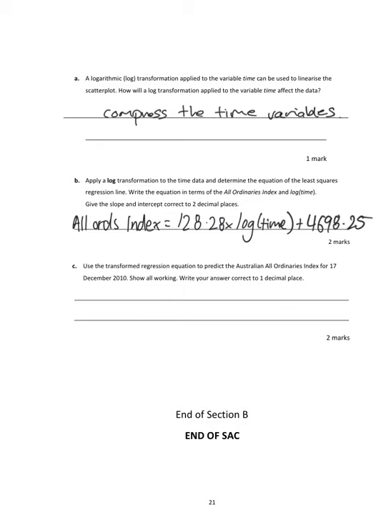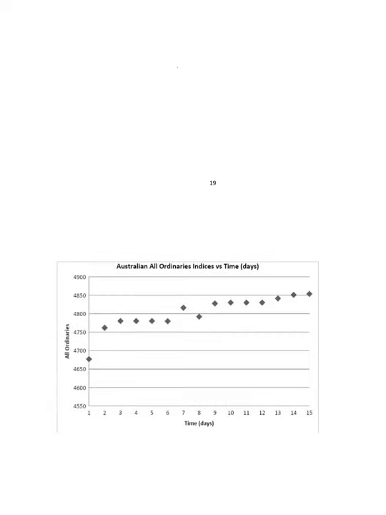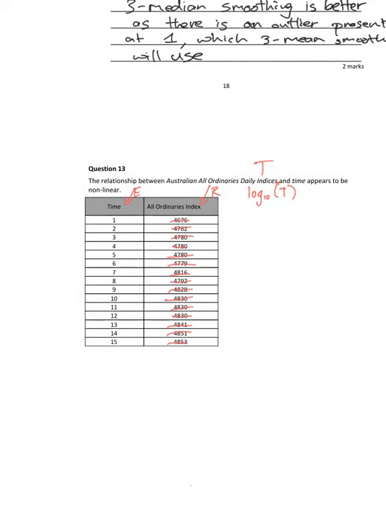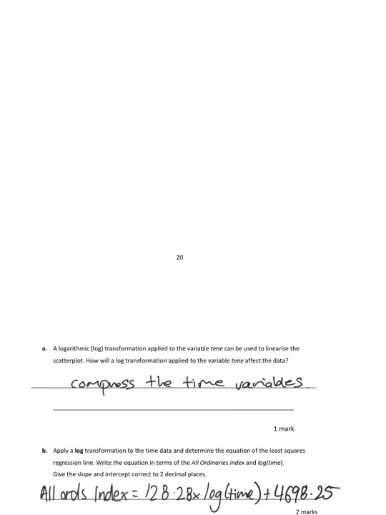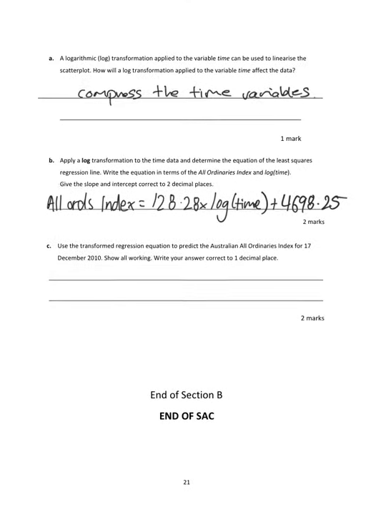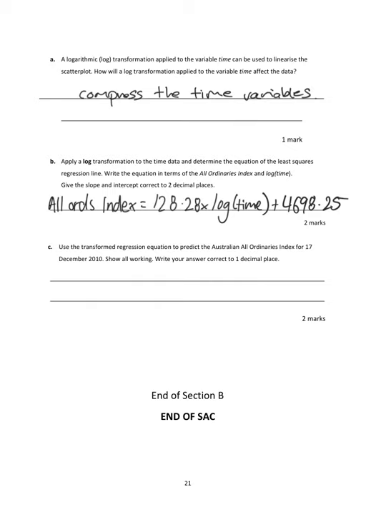All right, last question. Use the transformed regression equation to predict the all odds index for 17th of December 2010. Show all working. Write your answer correct to one decimal place. Okay, so 17th of December, guys, if we go back up, each of these days here represent the date in December. So it's 1st, 2nd, 3rd, 4th of December. Each of those days just represent the 1st and 2nd and so on. So December 17th just means we're going to sub in 17 for our time.